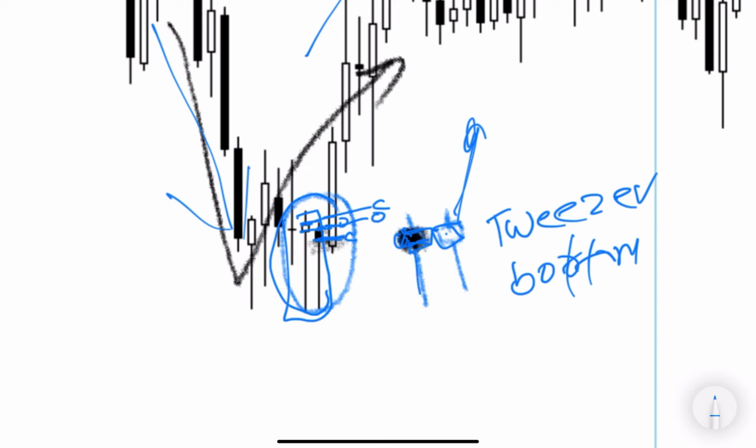And the shadow plays an important role because it shows that there was a huge struggle between buyers and sellers, which is why there is a huge range between high and low, and then finally buyers took charge. So these are the tweezer tops and tweezer bottom candle patterns. You can use them with other economic factors and technical factors for trading. That's all.